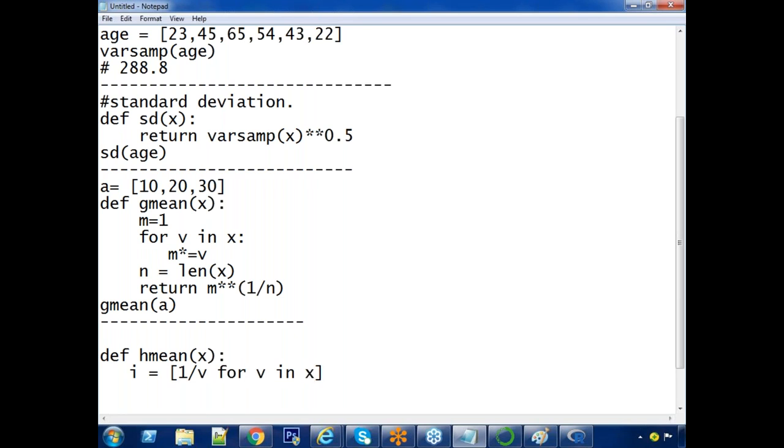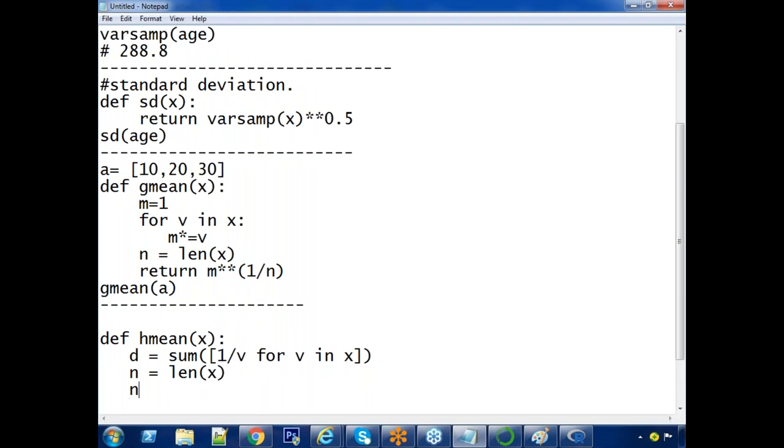Ready or not? All inversions ready. For that we need the sum, directly the sum. I am keeping it as the denominator. And the number of elements n equals len of x. What are you expecting? N divided by the sum of all inversions. You are returning that. Definitely this harmonic mean should be less than the geometric mean.